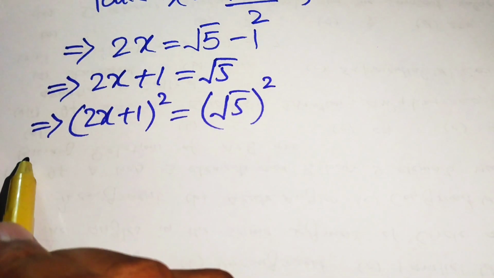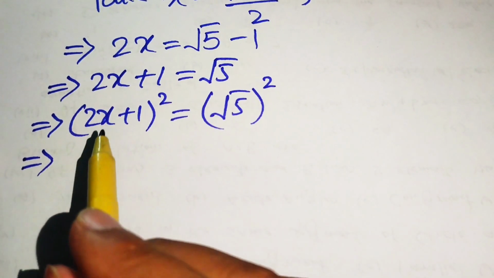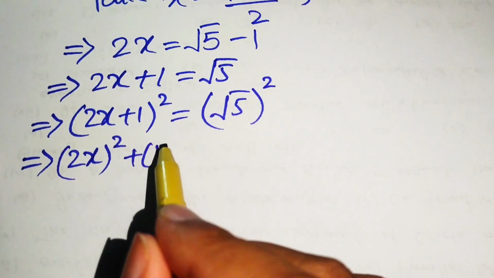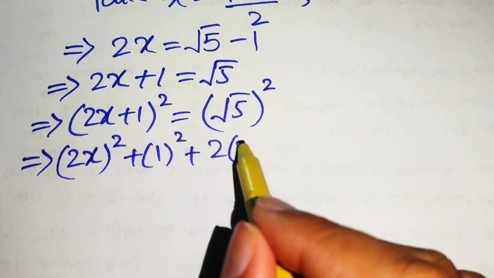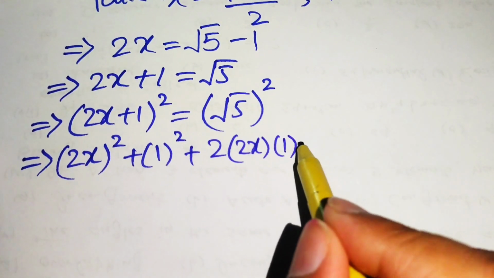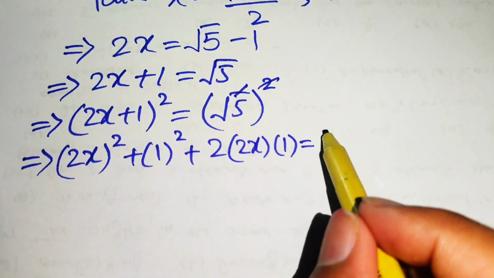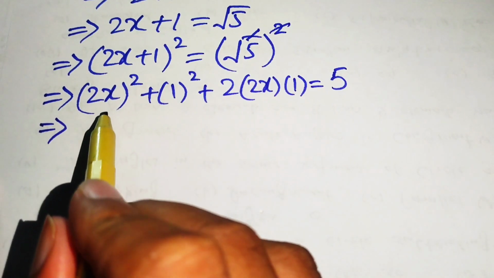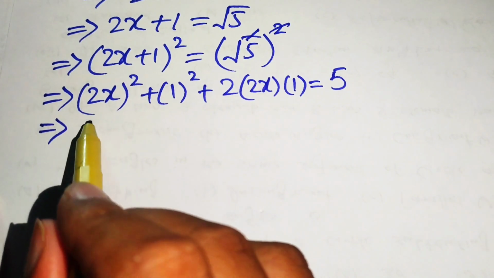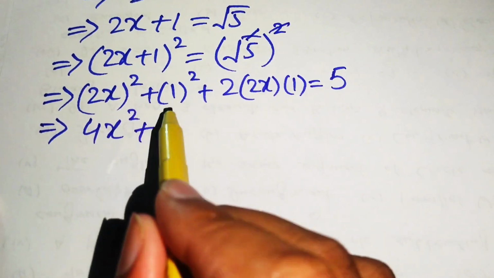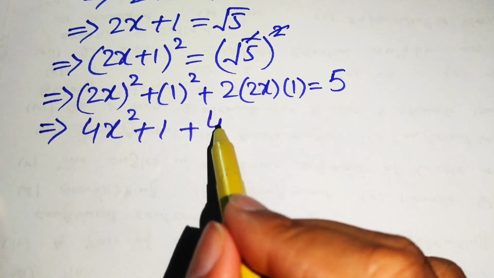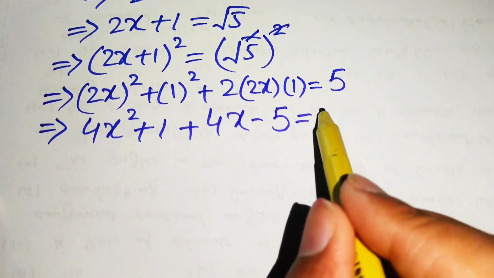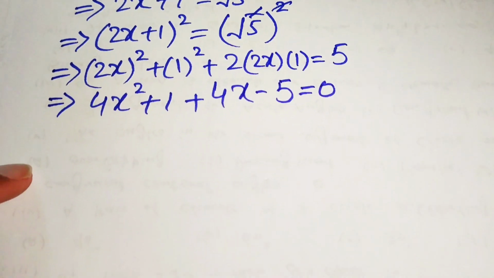In the next step, on the left-hand side we have a nice algebraic identity: (a + b)² = a² + b² + 2ab. On the right-hand side the square and square root are gone and we get 5. Now we simplify: we have 4x² + 1 + 2 times 2x, which is 4x, and we move this 5 to the left-hand side, and it becomes minus 5, and this whole equals 0.